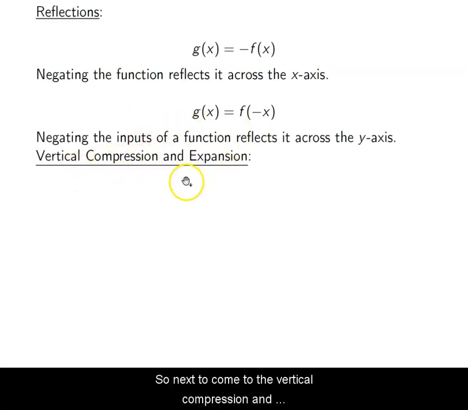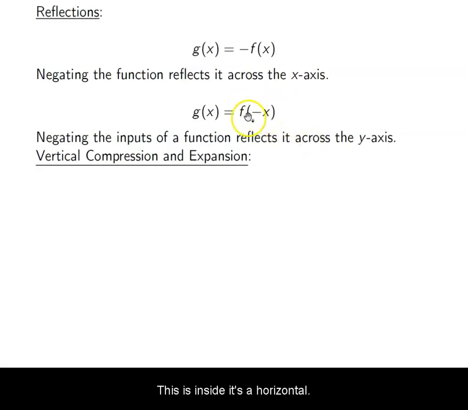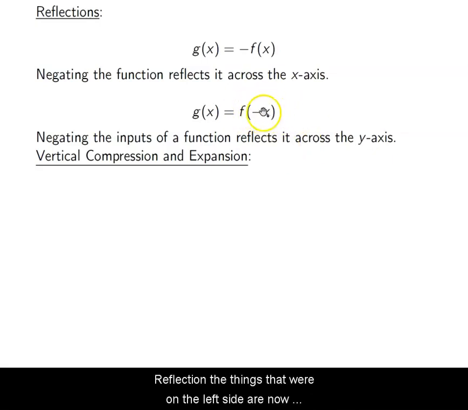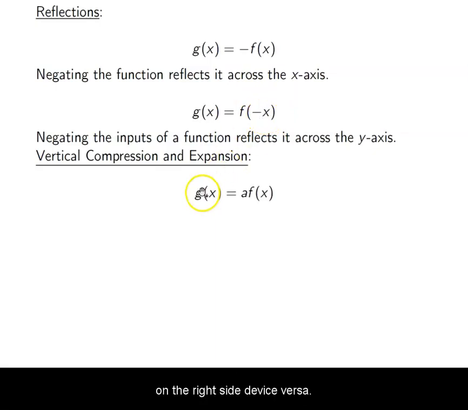So next we come to the vertical compression and expansion. This is the last type of transformation that we deal with. If it's vertical, that means it's happening on the outside, directly to our function, right? Just like this is a vertical, it flips it across the x-axis. The things on top now become the things on the bottom. This is inside, it's a horizontal reflection. The things that were on the left side are now on the right side and vice versa, okay?